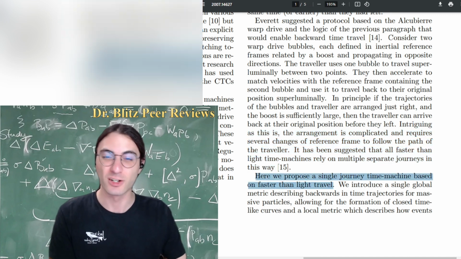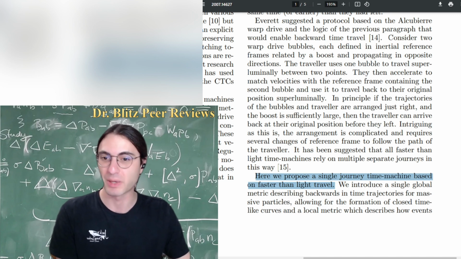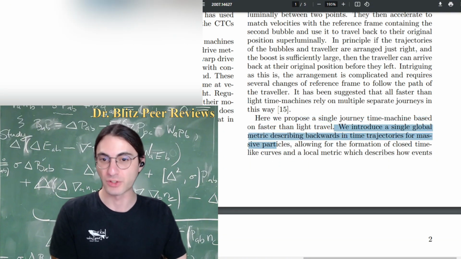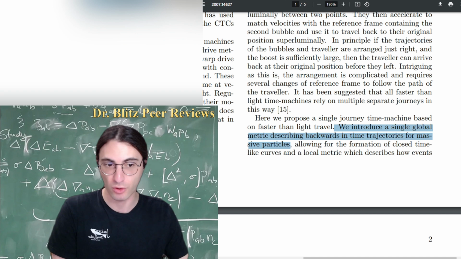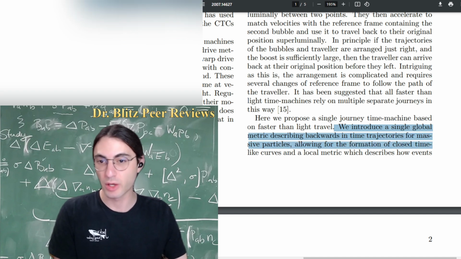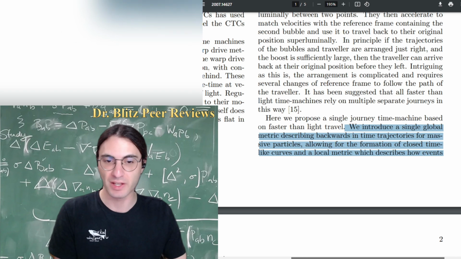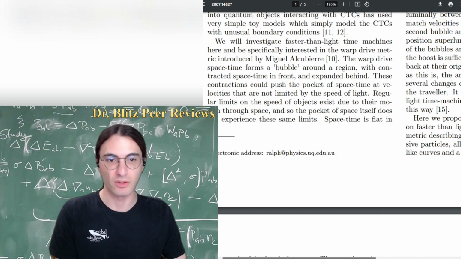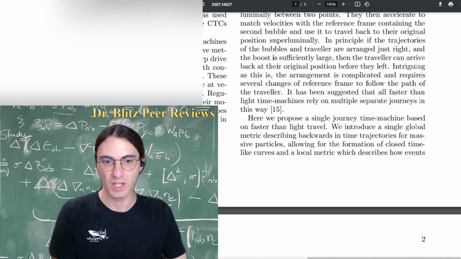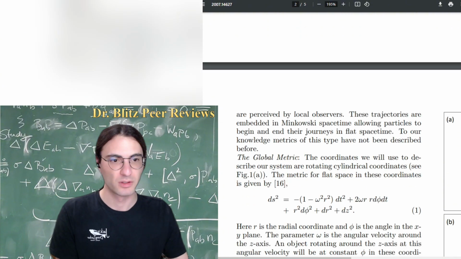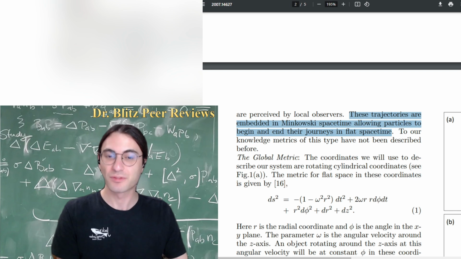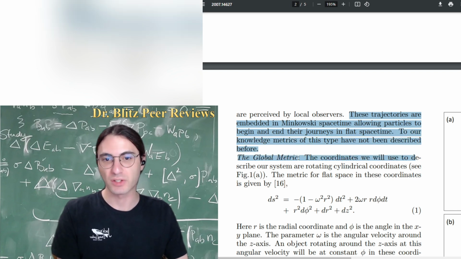Yeah, here it is. Here, we propose a single journey time machine based on faster-than-light travel. We introduce a single global metric describing backwards in time trajectories for massive particles, allowing for the formation of closed time-like curves, and a local metric which describes how events are perceived by local observers. Well, that's handy. So they're going to give us a metric that tells us how things work. These trajectories are embedded in Minkowski spacetime, allowing particles to begin and end their journeys in flat spacetime. To our knowledge, metrics of this type have not been described before.